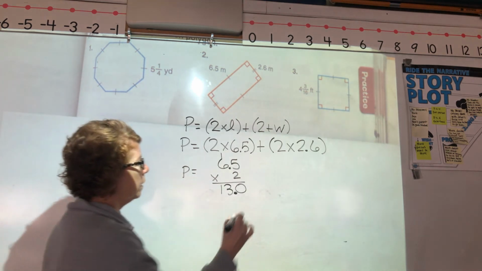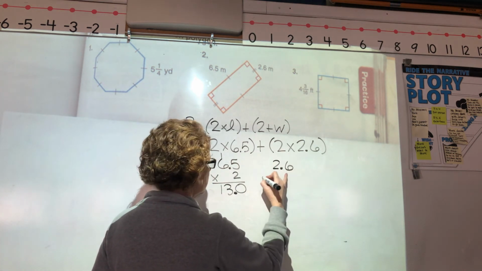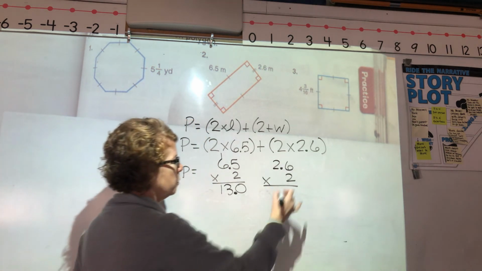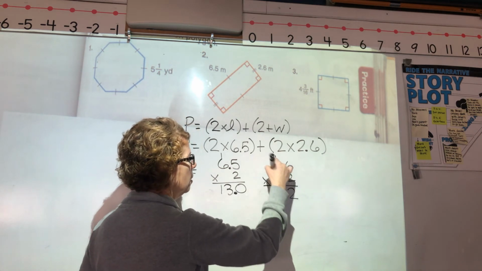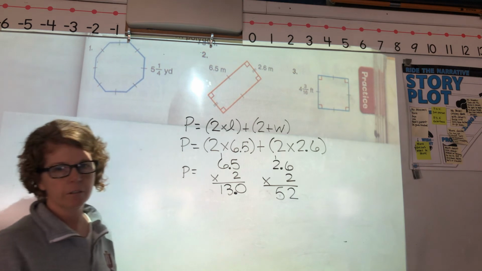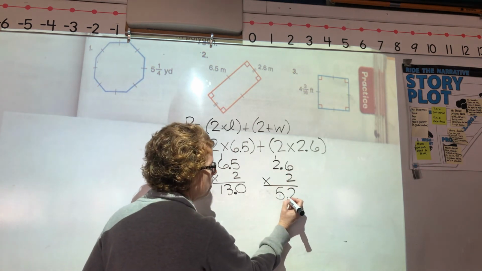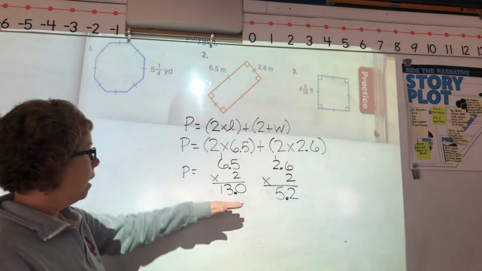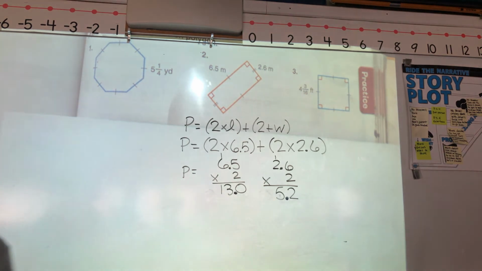Now I'm going to come over here and I'm going to solve this one. I have 2.6 times 2. I'm going to multiply like normal, ignore the decimal. 6 times 2 is 12, carry 1. 2 times 2 is 4, plus 1 is 5. It is not 52 because I see one number behind the decimal. So I have to have one number behind the decimal. Now, I have figured out the length. I have figured out the width. Now I need to add them up to see what my perimeter is here.